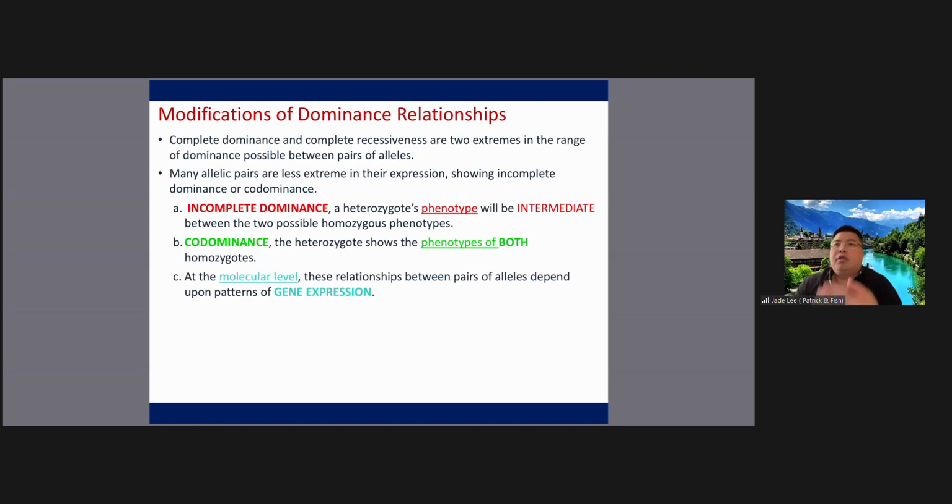Okay, so as we look at the modifications of dominance relationships, complete dominance and complete recessiveness are two extremes in the range of dominance possible between pairs of alleles. However, many allele pairs are less extreme in their expression, and they only show incomplete dominance or codominance. For example, in incomplete dominance, a heterozygous phenotype will be intermediate between the two possible homozygous phenotypes. There could also be codominance, whereby the heterozygote shows the phenotypes of both homozygotes. At the molecular level, this relationship between pairs of alleles depends upon the patterns of gene expression. We're going to look at this in more detail later.